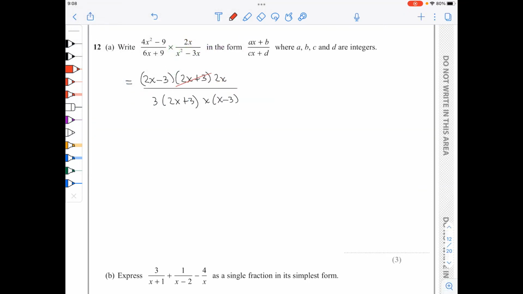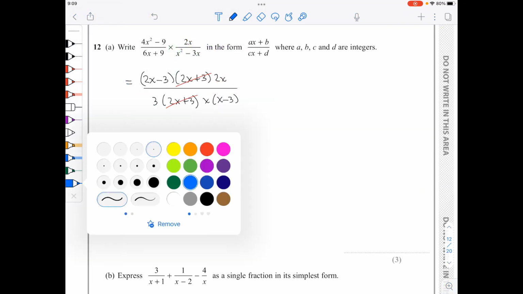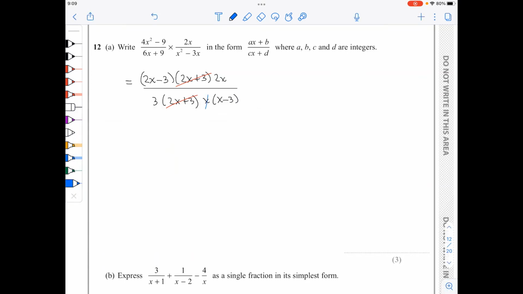Now the 2x + 3 with the 2x + 3, they cancel out. The x with the x cancels out. So if I expand the numerator, it's going to be 4x − 6, and in the denominator is 3x − 9. And this matches the form I had to give my answer to.